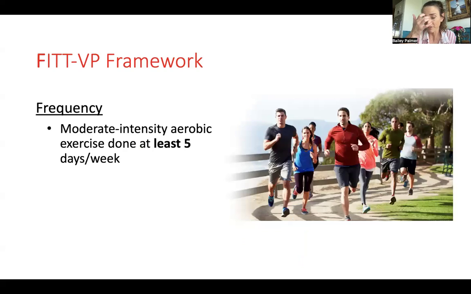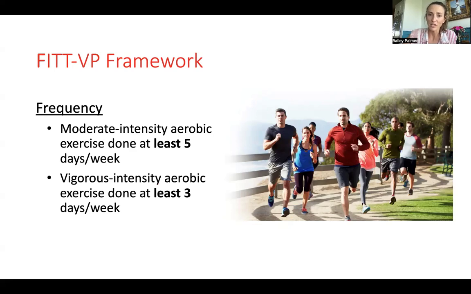Starting with our first variable, frequency. For frequency, we're looking at how many days per week we should do aerobic exercise. 5 days a week for moderate intensity aerobic exercise, or 3 days a week for vigorous intensity aerobic exercise. You can also do a combination of both, which is probably what most people do, such as a light jog or a light walk on one day versus a higher intensity workout, like a HIIT workout, or playing a sport or doing some other intense activity.